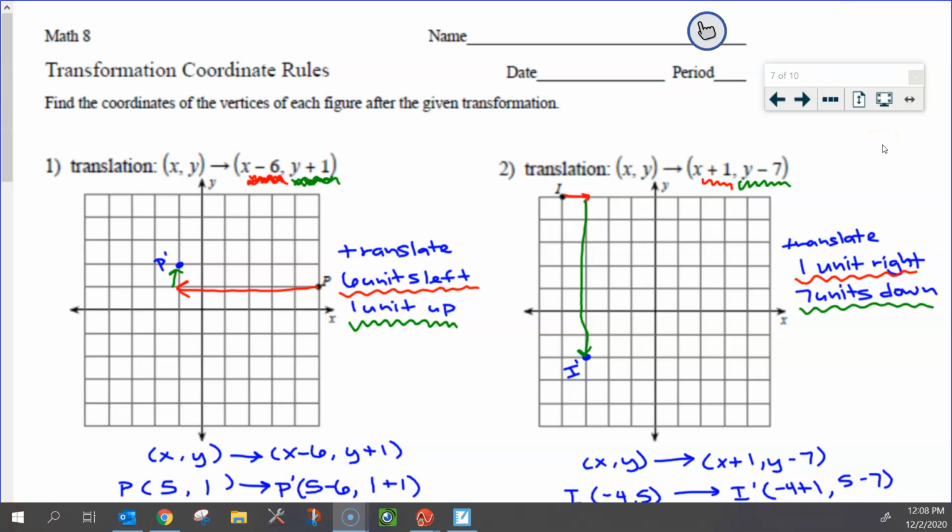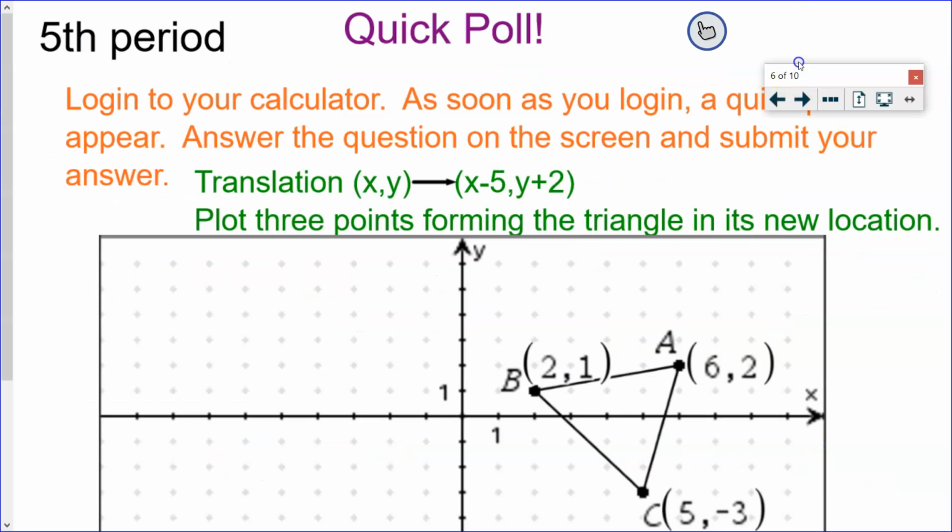Hello Math 8 students, this is Transformation Coordinate Rules Part 2. Last time we went over translations and reflections, and today we're going to go over rotations. But to get started, we are going to look at this warm-up.